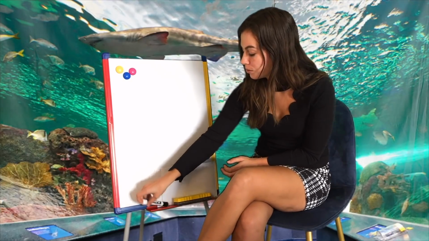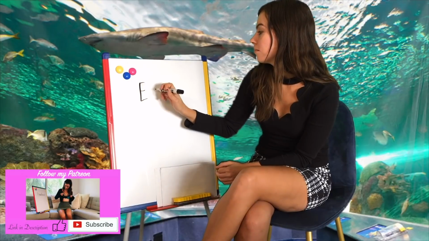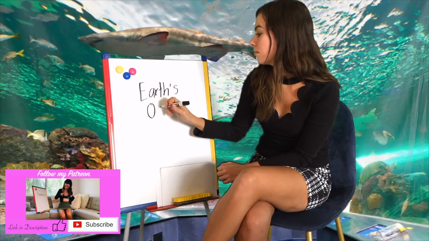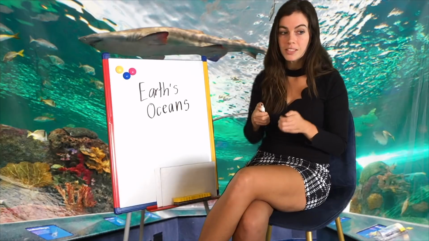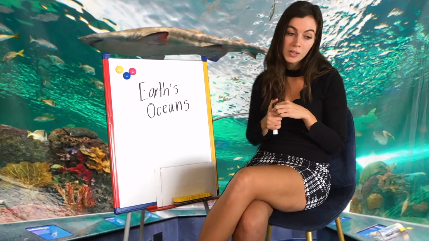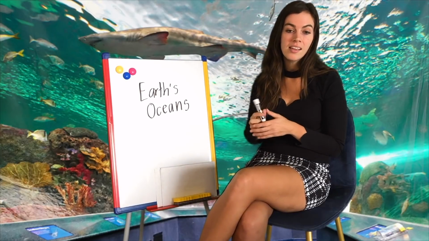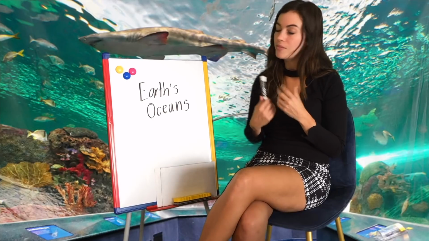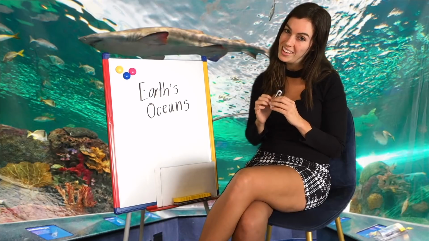Today, class, we're going to be talking about Earth's oceans and what makes them so special. So we'll be talking about why they are important, some of the properties, elements, things like that. How did the oceans form? And then also some of the life that is in the oceans. So I hope that you enjoy this lesson.